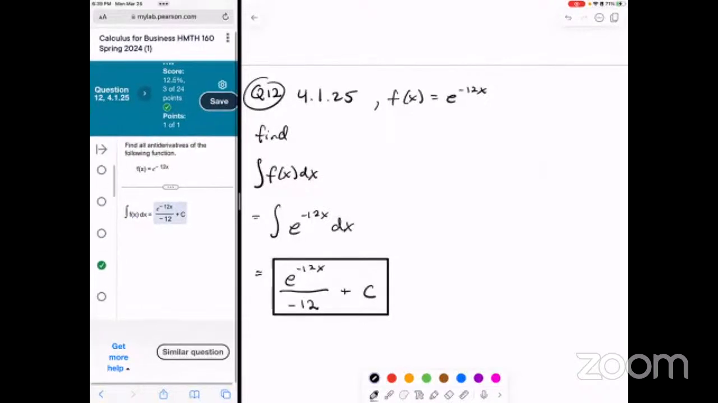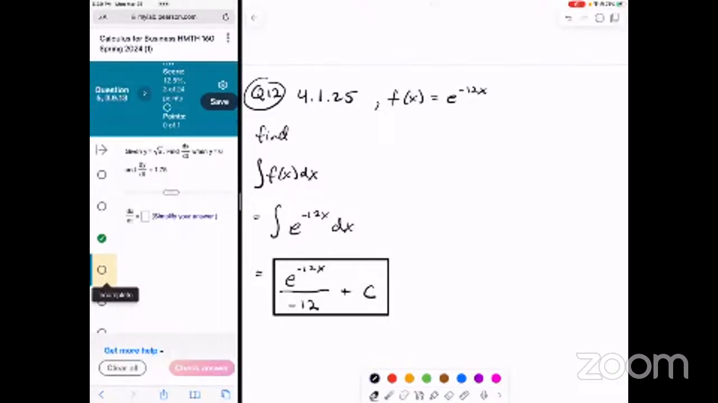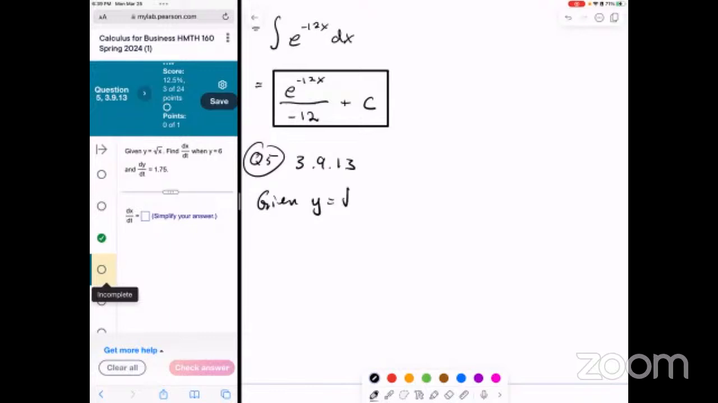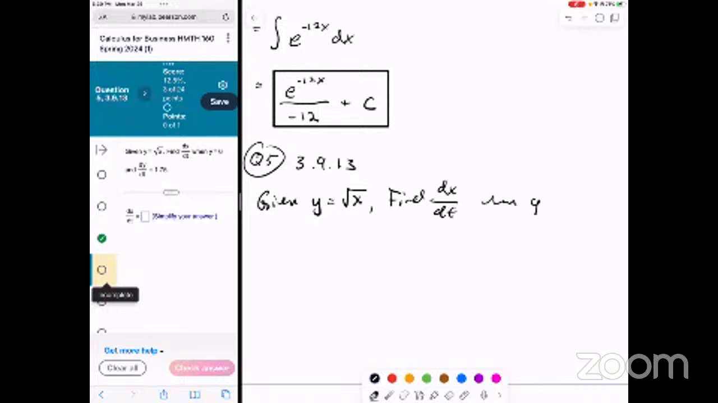Okay, so question 5. This comes from section 3.9, question 13. Given this y, find dx by dt when y is 6 and dy by dt is 1.75. So we're given y equals the square root of x. We're asked to find dx by dt when y equals 6 and dy by dt equals 1.75.